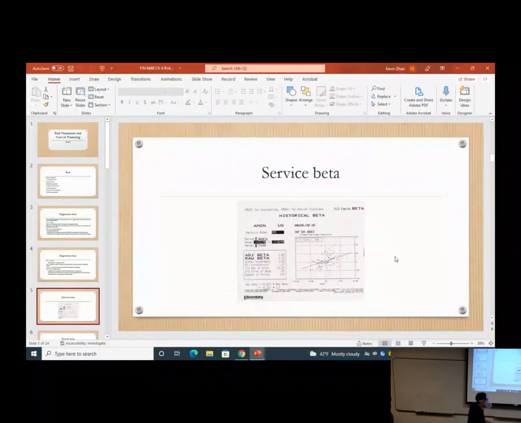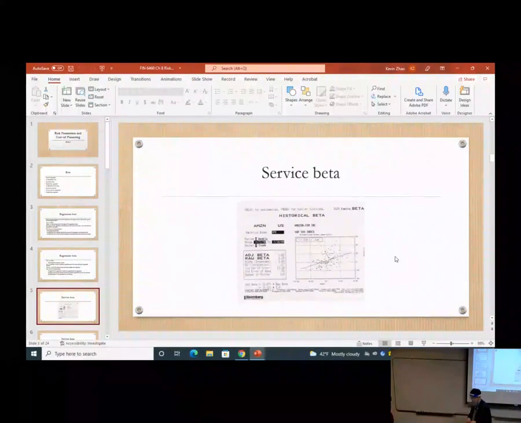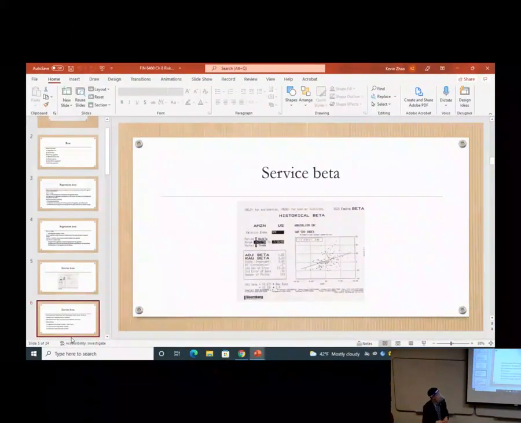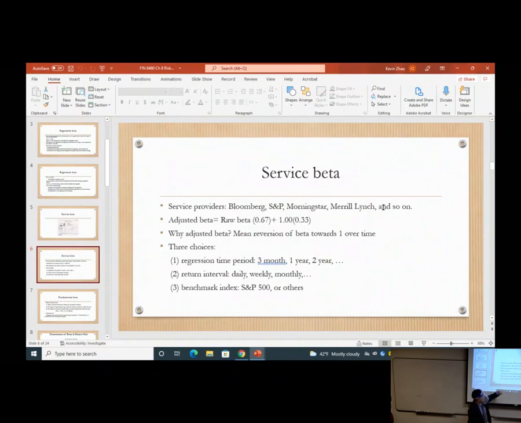different companies do use different methods estimating beta. Yahoo Finance has one, Bloomberg has one, Morningstar has one. Which one will you use? No matter which one you use, those companies are actually offering their estimation of beta, and we call that service beta. Right? If they offer professional service, then why don't you use it? When you use it, keep in mind that those service betas are adjusted by incorporating the nature of mean reversion.